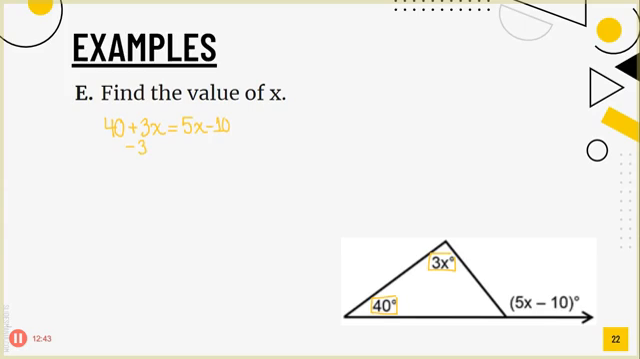So I am going to move all my X's to one side. So I'm going to subtract 3X from both sides. And I get 40 equals 2X minus 10. And then I'm going to add 10 to both sides. And I get 50 equals 2X. And then we'll undo multiplication with division to find out that X is 25. And it did just say to find the value of X. So we would stop at X being 25.